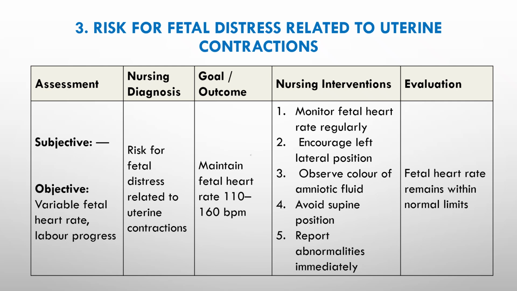The main goal of nursing care is to maintain the fetal heart rate within the normal range of 110 to 160 beats per minute. Nursing interventions include regularly monitoring the fetal heart rate, encouraging the mother to lie in the left lateral position to improve blood flow to the fetus, observing the color of the amniotic fluid for any abnormalities, avoiding the supine position, and reporting any abnormal findings immediately. Evaluation is done by ensuring that the fetal heart rate remains within normal limits, indicating that the fetus is stable.